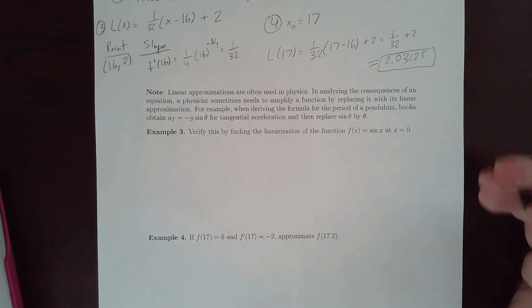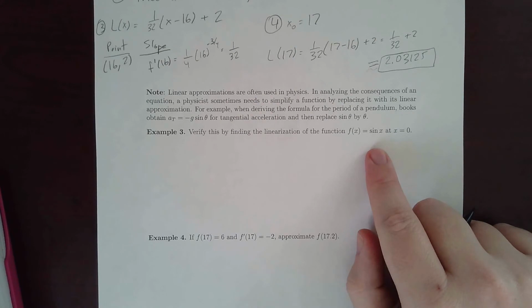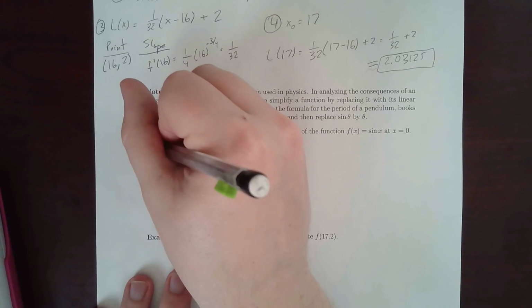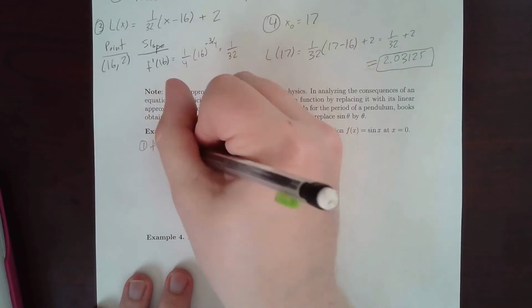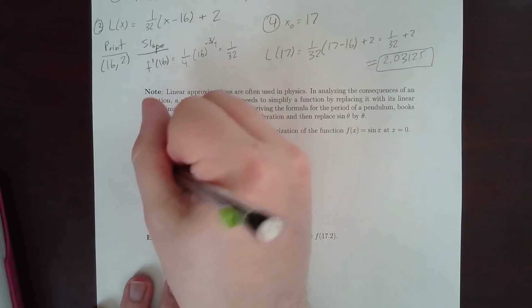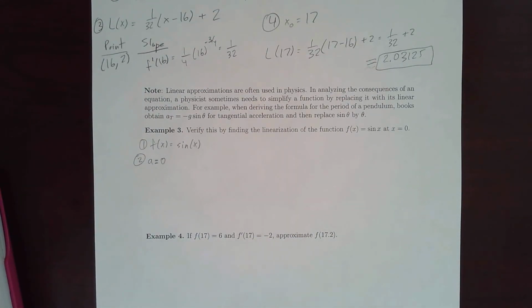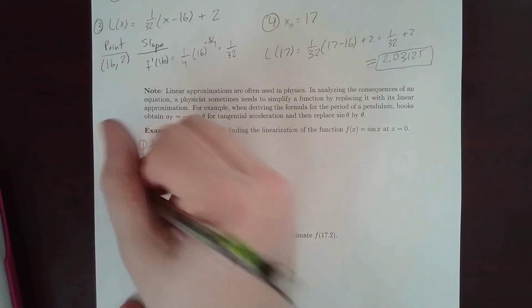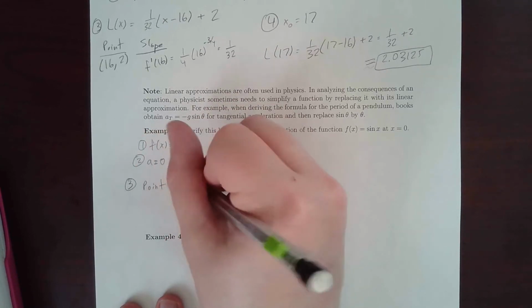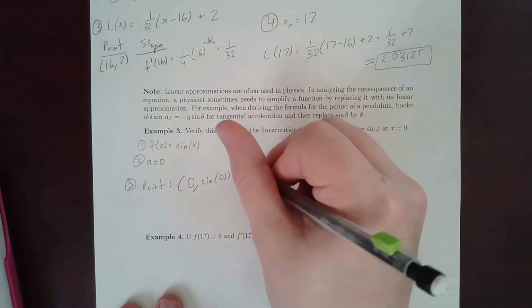So we want to verify this by finding the linearization of the function f of x equals sine of x when x equals 0. So first, we want to make sure we understand what our function is. So in this case, it's pretty clear f of x is going to be sine of x. And here we're also given what a is. A is going to be 0. So near that value, we want to know what our equation of the tangent line looks like. So we need to have our point, which is going to be 0, sine of 0. And so remember the sine of 0 is just 0.